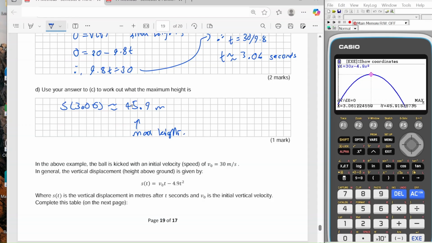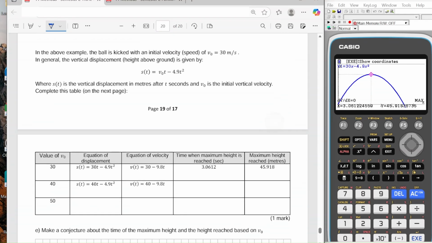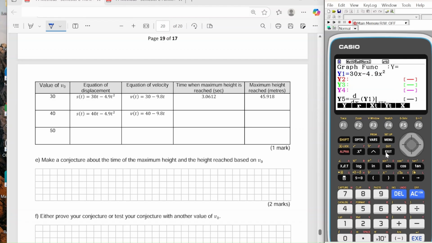Okay, now we've got this general conjecture sort of thing. Previously, that number was 30, but it could, in theory, be anything. So here we go. Let's look at some more graphs. So what we want to do is change our graph to be 40 instead of 30.